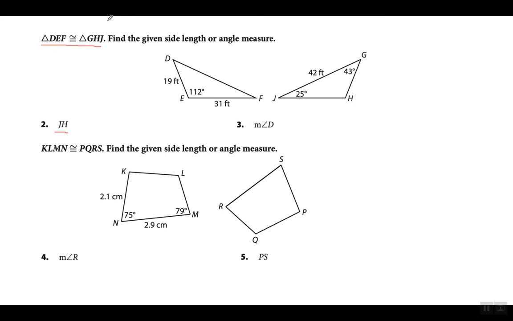Okay, so JH. Now look at the order. JH is the third and the second letter of this one. The third and the second. So it goes with the third and the second of this one, side FE. Side FE is 31 feet. So therefore this one also has to be 31 feet. So let me write it here.